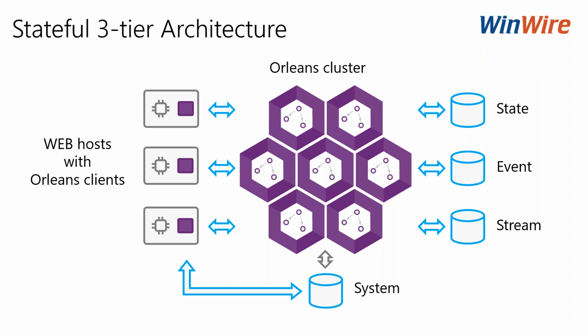Right. So that's the architecture of a stateful three-tier architecture using Orleans. It's very similar to microservices, where you are instantiating a service and making the call and then instantiating another service. But it can be instantiated anywhere in this cluster. So that is controlled by Orleans.